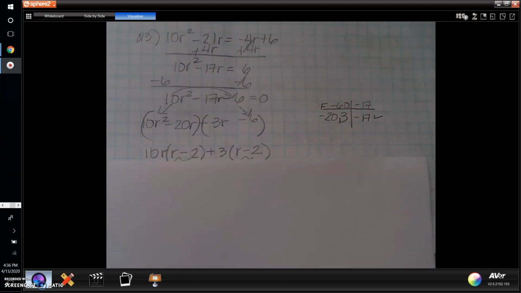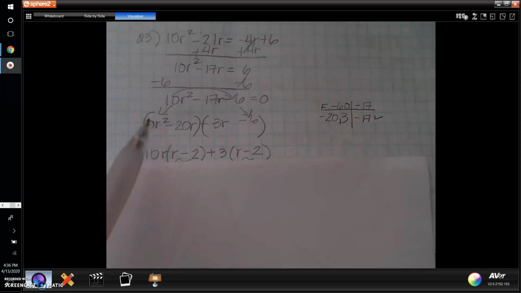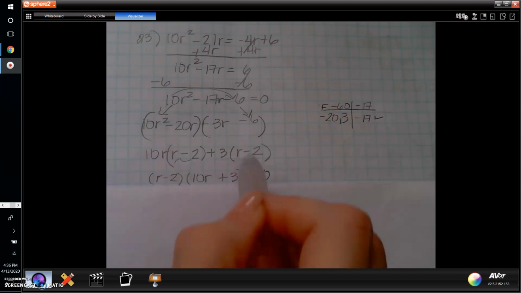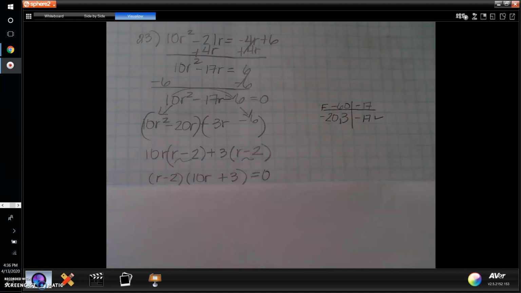So then I factor out a 10r from the first quantity, and I'm left with r minus 2. I factor out a positive 3 from the second quantity, and I'm left with r minus 2. Notice they have two quantities that are the same. So I'm going to pull out what they have in common and group it. So I have r minus 2 times 10r plus 3. Those are my factors. Set it equal to 0. I'm not done because I've got to solve. So let's go ahead and solve.